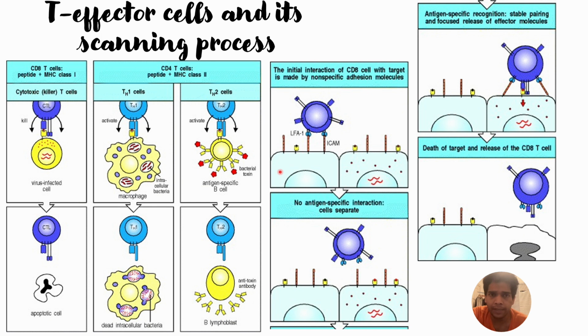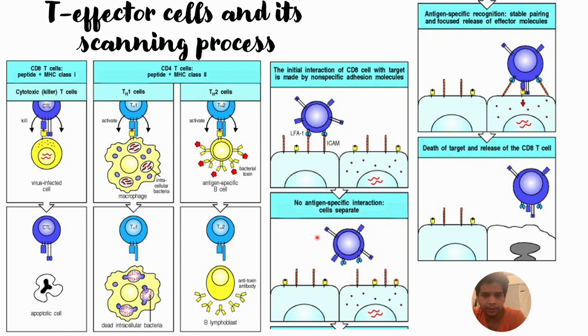Now let us quickly understand how this scanning process works. The example shown here is about the CD8 plus cells. CD8 plus cells interact with the cell surface proteins through LFA1 and ICAM, and this is a non-specific adhesion. Because of this adhesion, the cell starts to roll and check the whole cell surface area to find out if any non-self epitope is present or not.